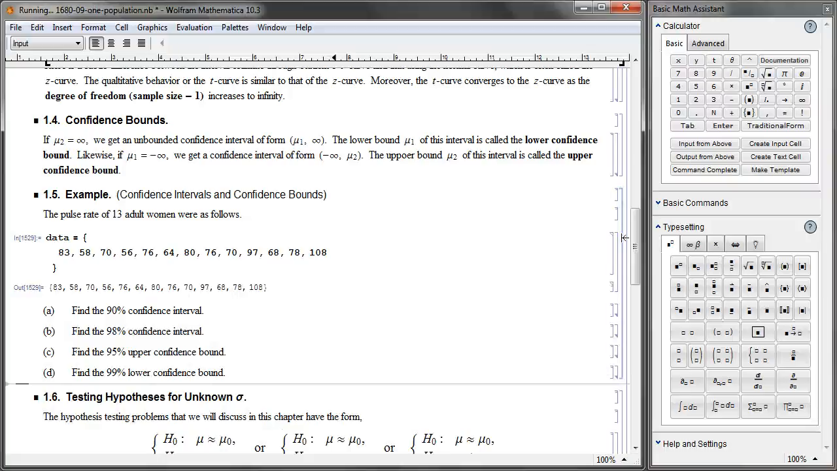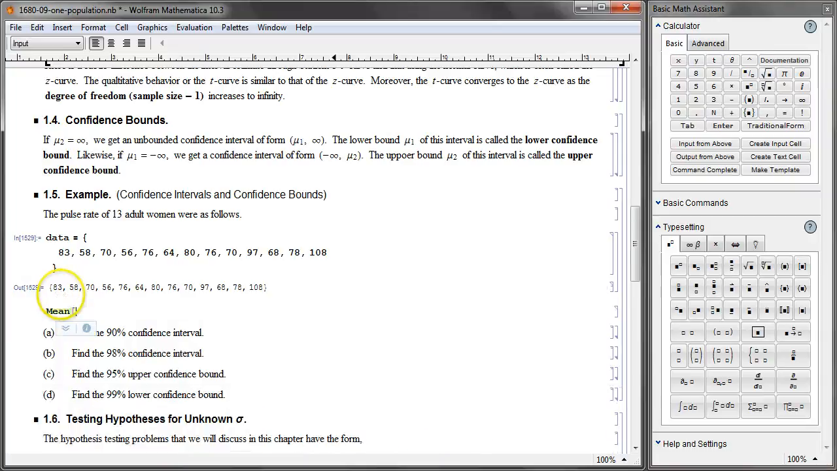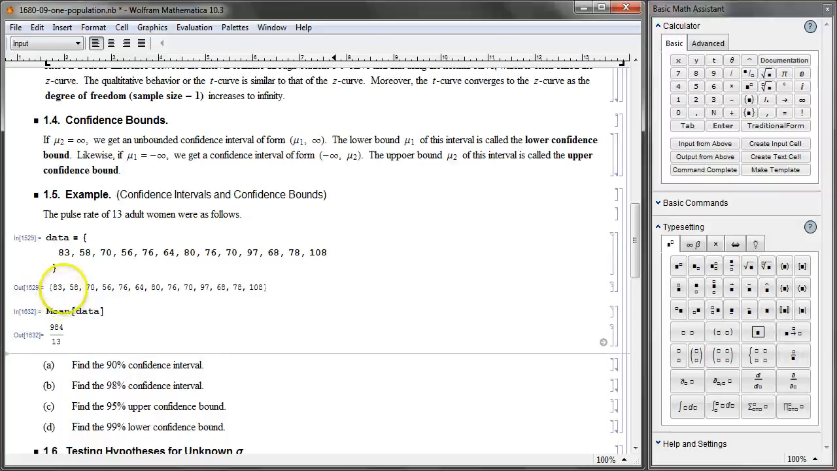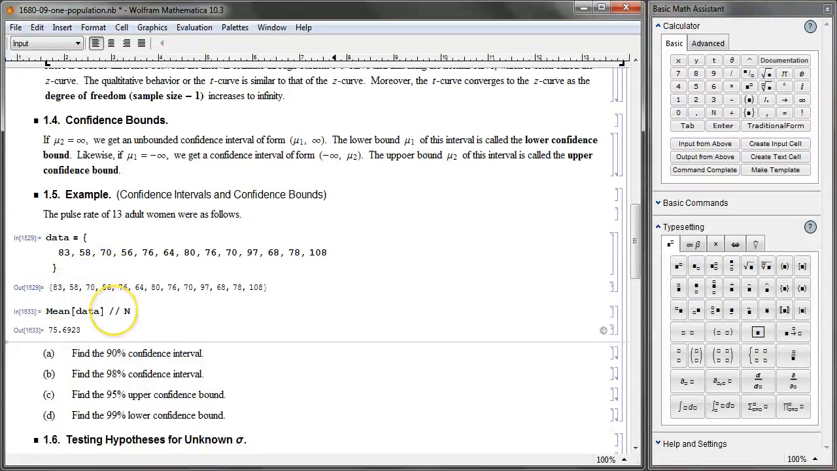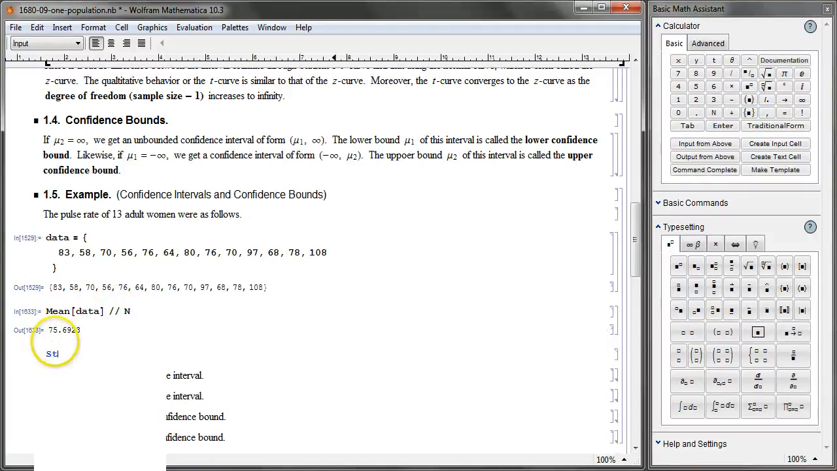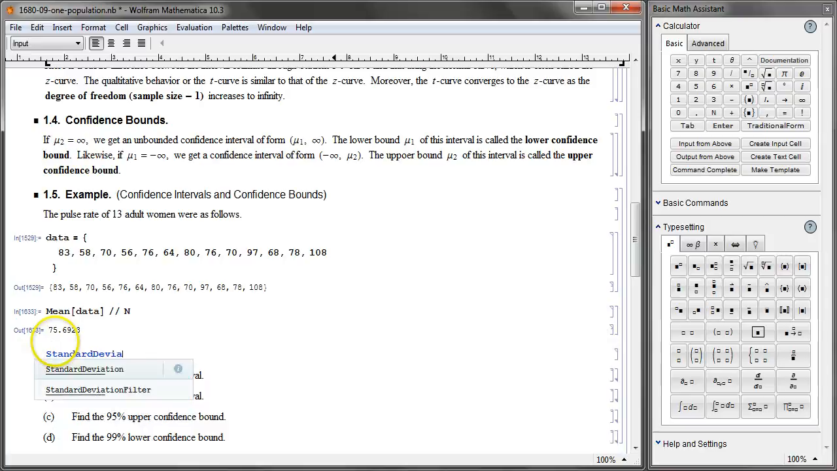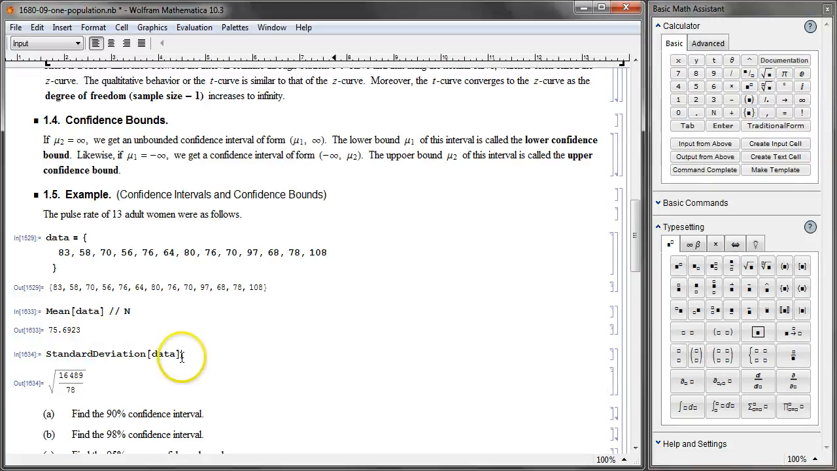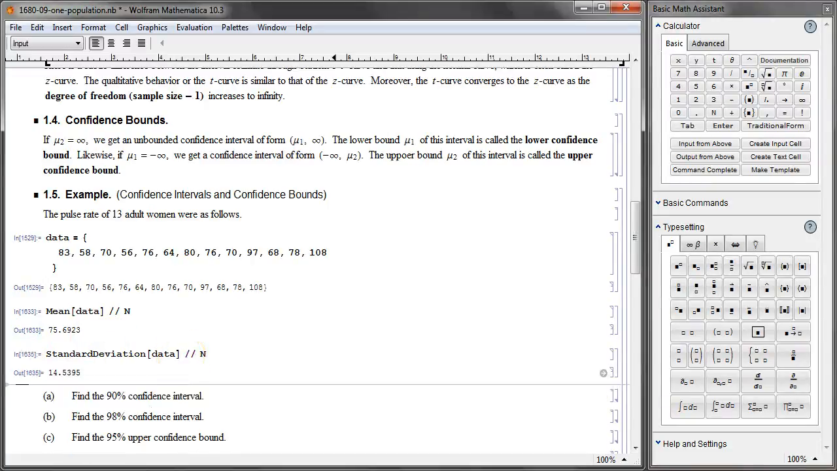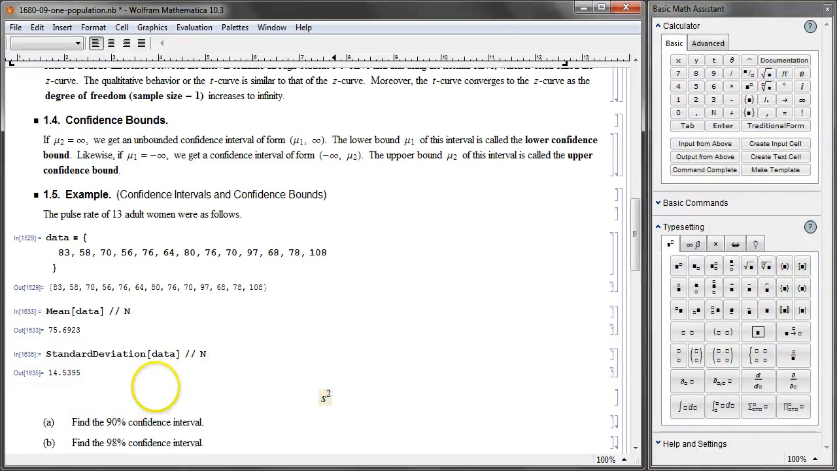Here we have a data set of 13 adult women's pulse rates. And from these we can find the mean and the standard deviation. For example, here's the mean. Excuse me, I want decimal. 75.6923, and this is the sample standard deviation. Again, I want decimal. 14.5395 approximately.